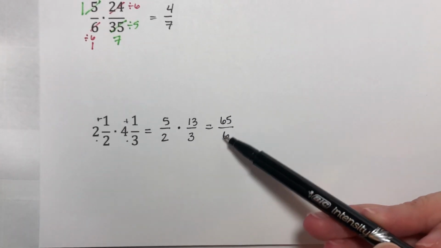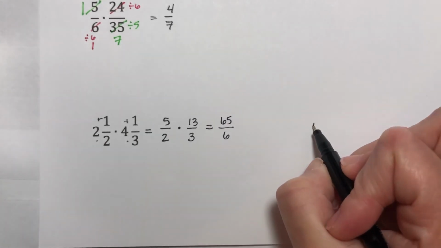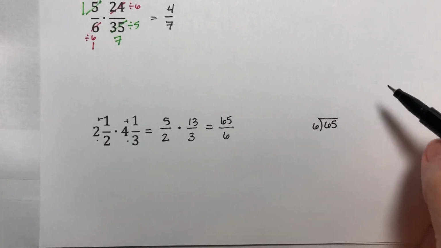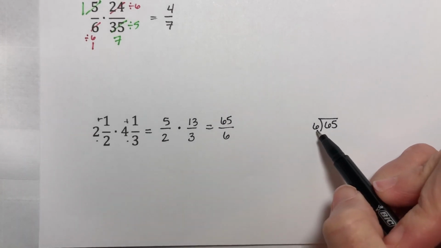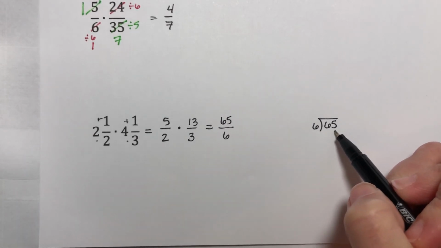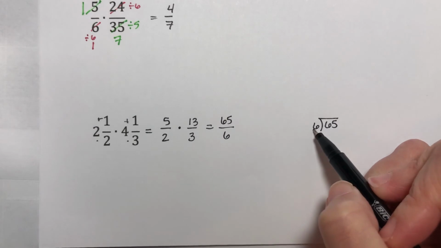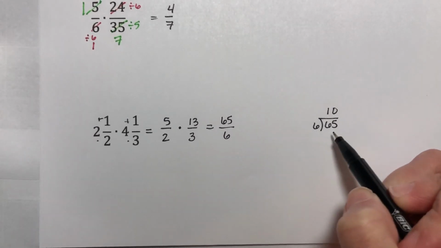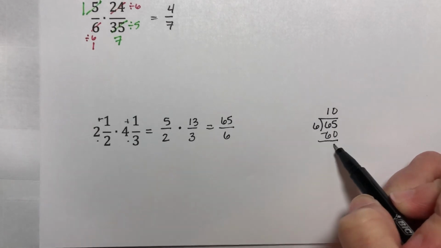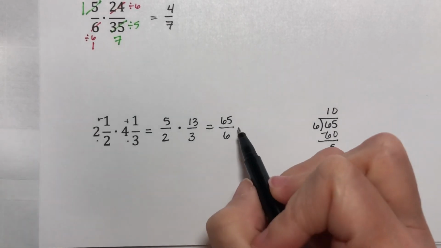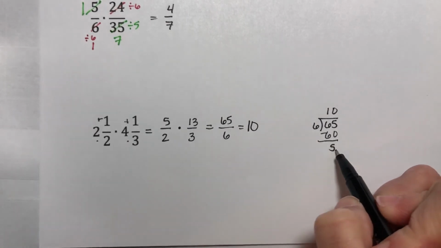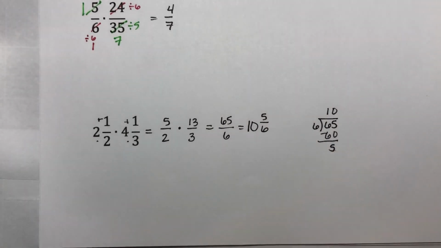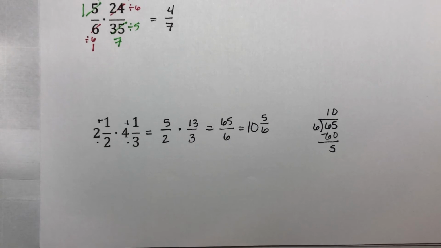So let's convert this back to a mixed number. So we do 6 divided into 65. 6 times 11 would be 66, so that's too big. So it goes in 10 times, that's 60, with 5 left over. So this is 10 and 5 over 6. And that would be your answer.